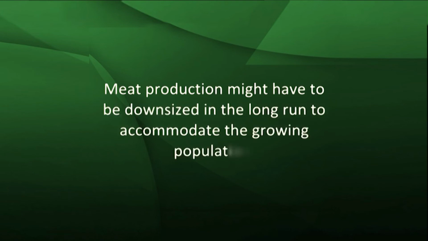Meat production might have to be downsized in the long run to accommodate the growing population. Many more people can be fed on a vegetarian diet than on a costlier meat-based diet. Central to all strategies are efforts to slow and perhaps stop the growth of human population.